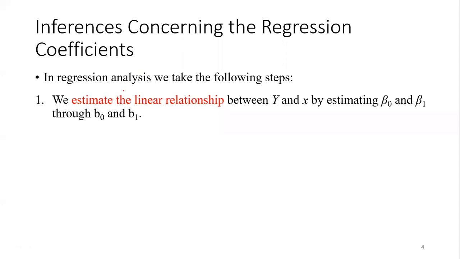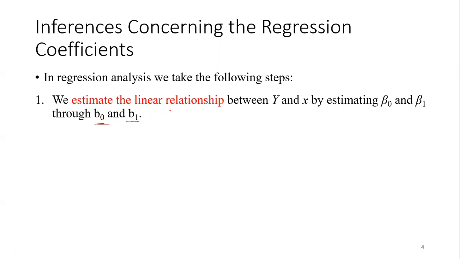Okay. So we say this is B0 and B1. We just find B0 and B1 using the formulas above. So we just estimate, in fact. Estimating B0 and B1 means we just estimate the linear relationship between Y and X, because we just estimate the line. This line, that's great. So this is the first step, okay?